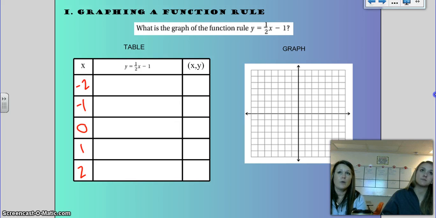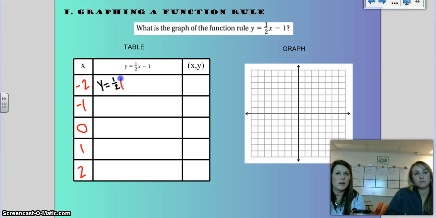Okay, so now all we have to do is plug and chug. We are going to take y equals 1/2 times -2 where x is, minus 1. And then we just solve this. So 1/2 times -2 is? -1. I know 1/2 of 2 is 1, so it's -1. -1 minus 1 is -2. So my ordered pair is -2, -2.